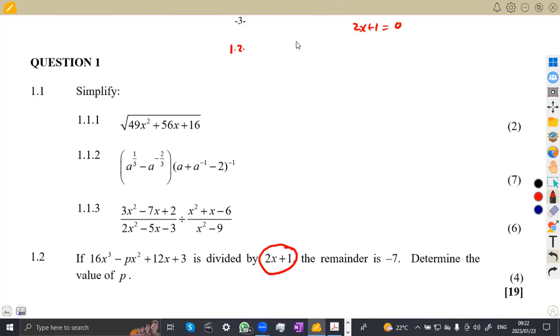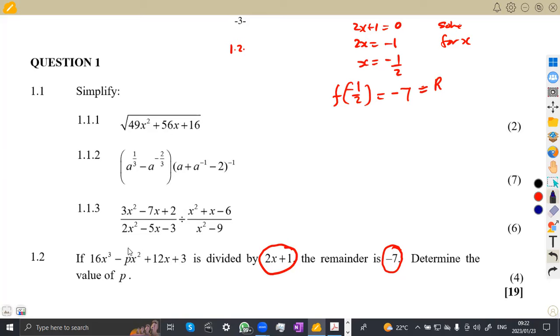2x plus 1 is equal to 0. Solve for x. So 2x is equal to minus 1, divide by 2 by 2, so x is equal to minus half. If it gives you a remainder when you divide, it means f of minus half is equal to that remainder, which is 7. So you equate the part that is dividing to 0, then if you substitute that x, you must obtain the remainder, which is 7.